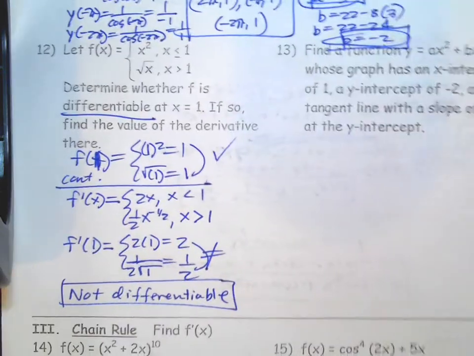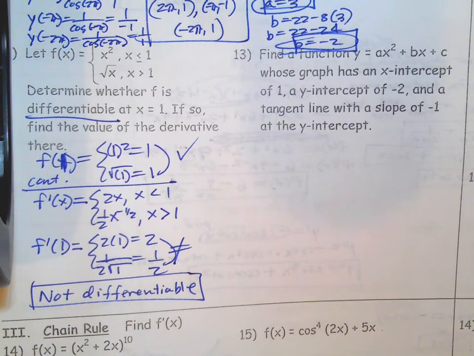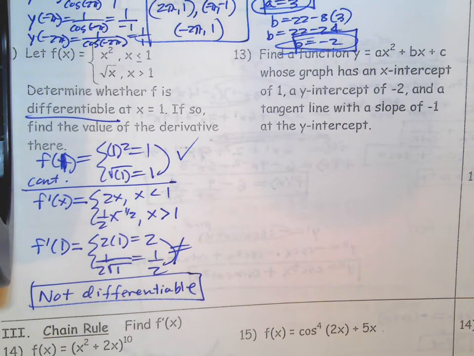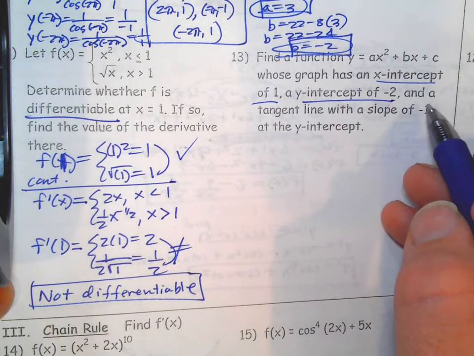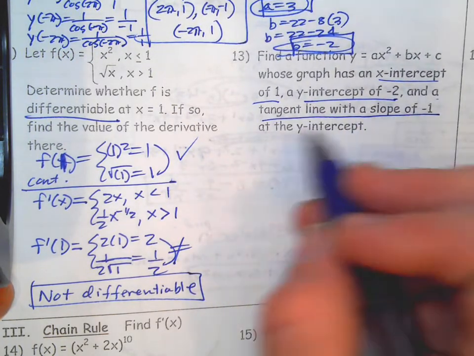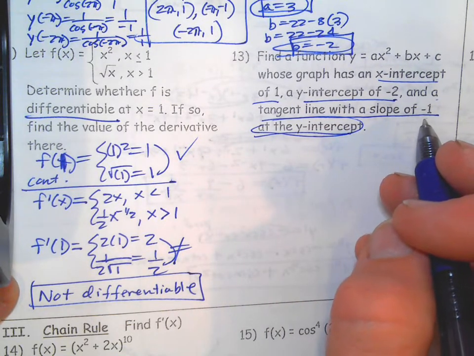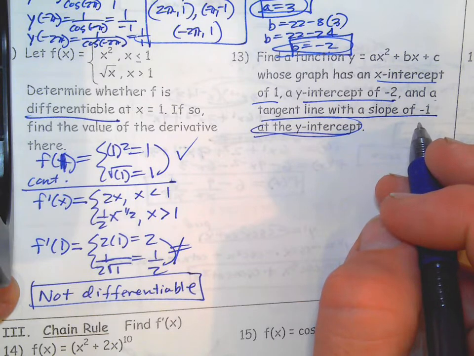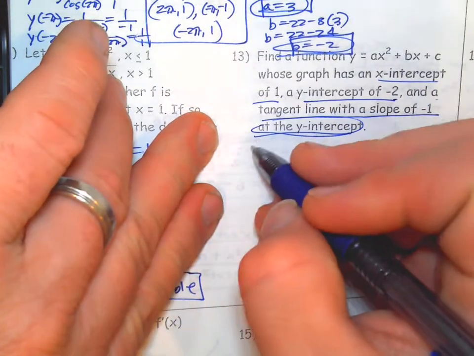Okay, number 13, find a function y equals ax squared plus bx plus c, a standard quadratic, whose graph has an x-intercept of 1, y-intercept of negative 2, and a tangent line with a slope of negative 1 at the y-intercept. This sounds kind of complicated, so maybe we should just start with one thing at a time.